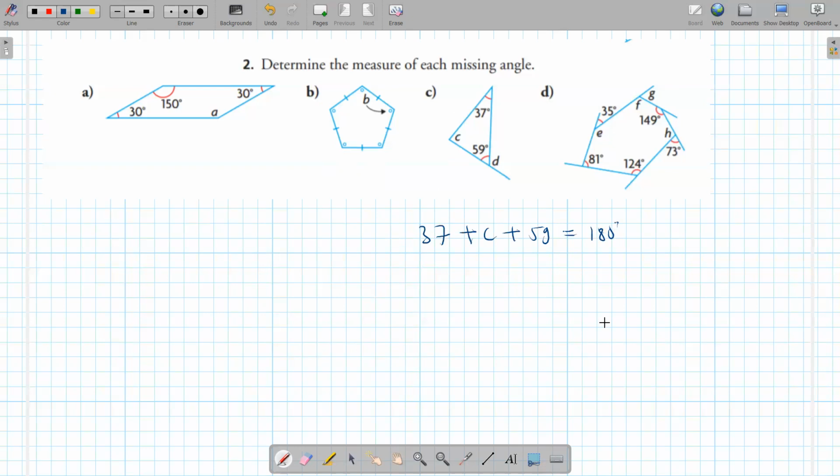So we can just do 37 plus 59 on this side. So C plus 96 is equal to 180. Now what do we need to do on both sides? Subtract 96. Yes, exactly. So 180 minus 96, which is 84. So C is 84 degrees. What about D? How would we find D?